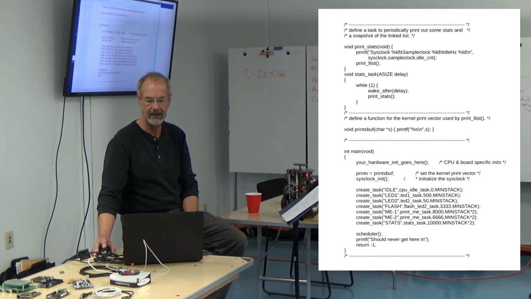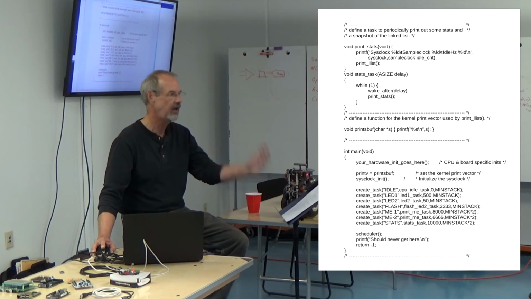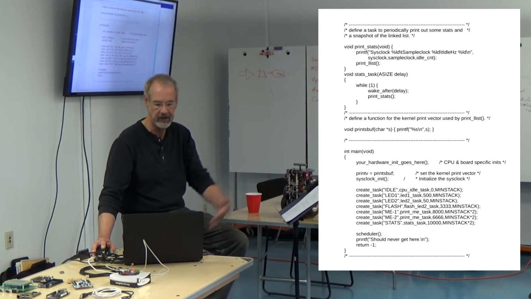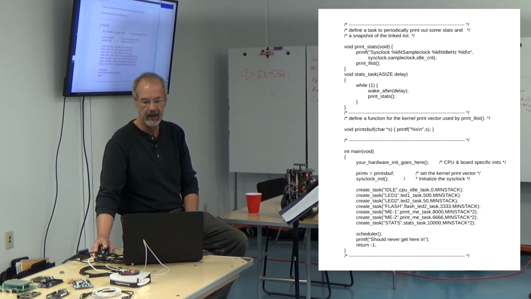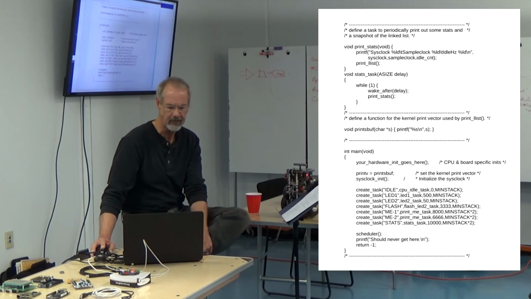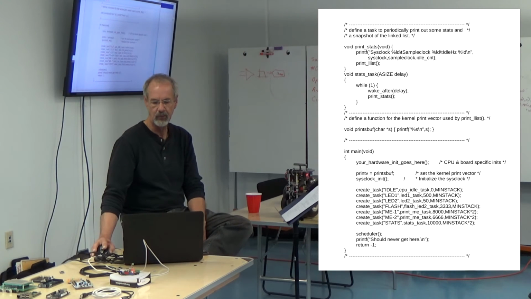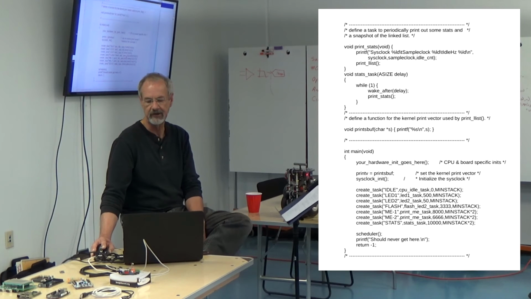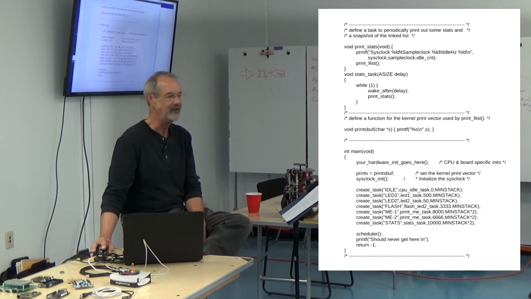So we created the idle task. We didn't pass any arguments into it because it always suspends for 1 second. So it doesn't need an argument for us. And we gave it min stack, which I believe on this was 128 bytes. I can't remember. And we started up LED 1 and told it to flash at a rate of 500 milliseconds. We started up LED 2 and told it to flash at a rate of 50 milliseconds. We started up our flasher and told it to run every 3,333 milliseconds. I did that so it would hemiola.